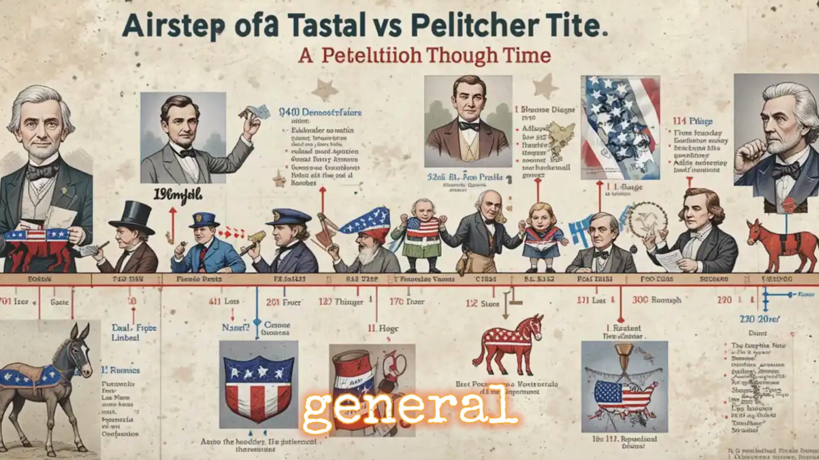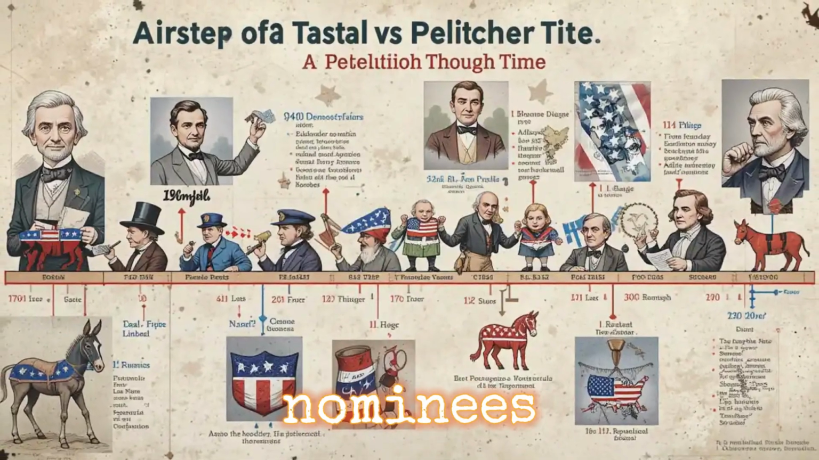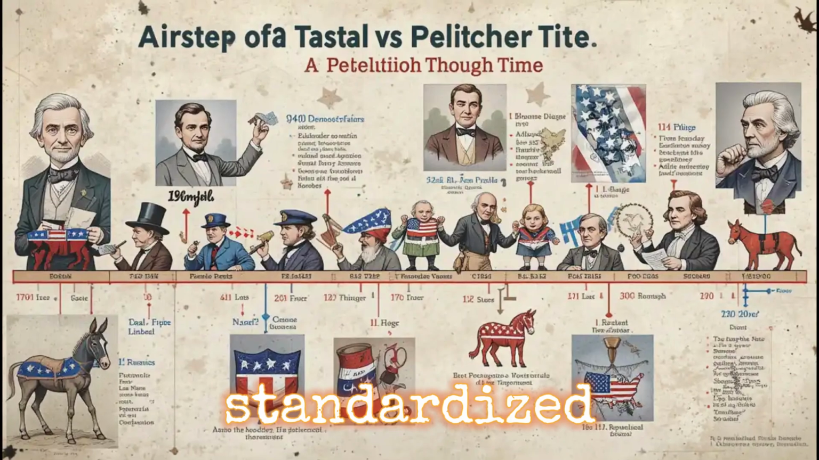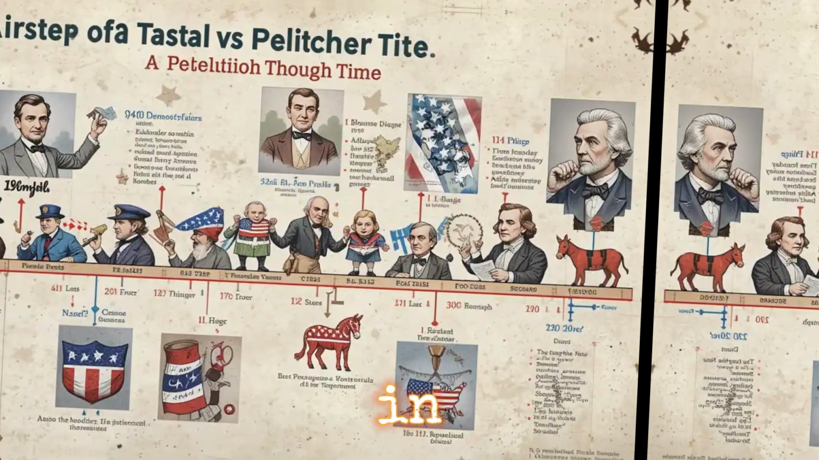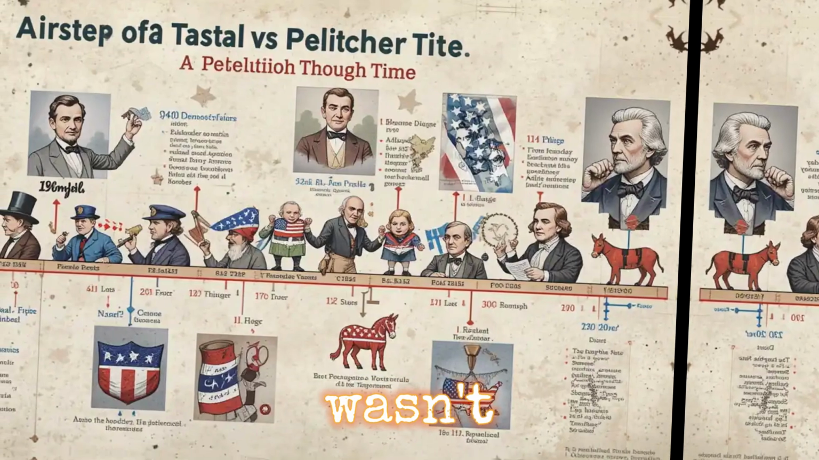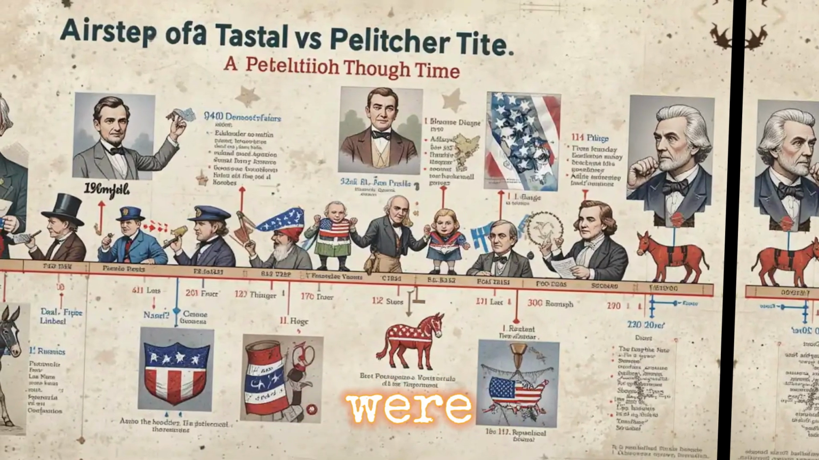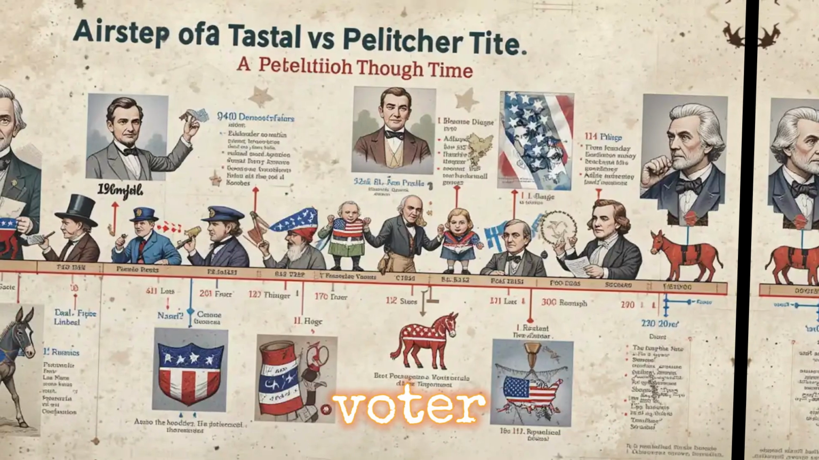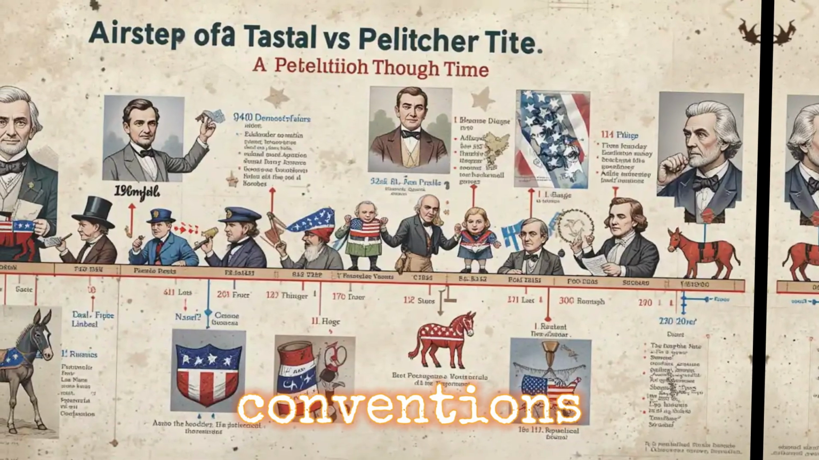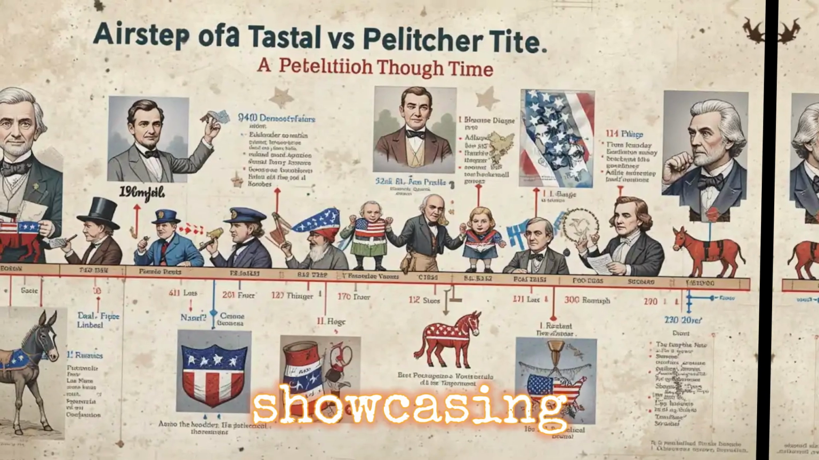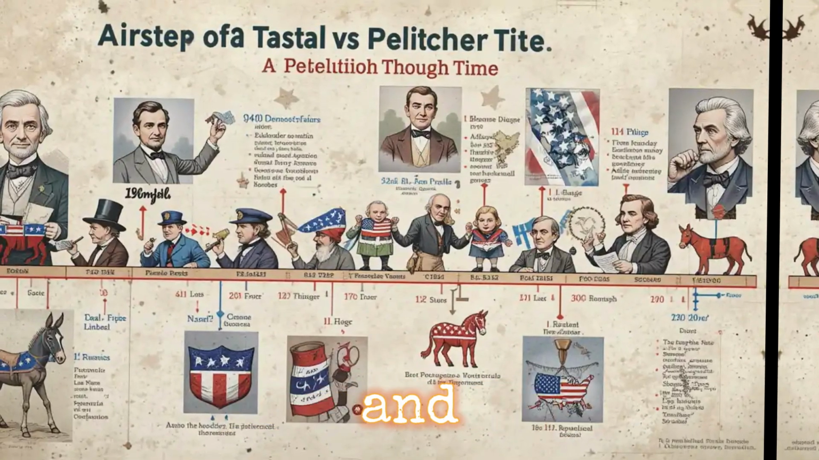Before the general election, primaries and caucuses are held in each state to determine the party's nominees. This system was not standardized until the 20th century. The first binding presidential primary was held in 1912, but it wasn't until the chaotic Democratic Convention of 1968 that reforms were introduced, increasing voter control over nominations. The National Party conventions are modern spectacles, showcasing party unity and officially nominating the presidential candidate and their running mate.